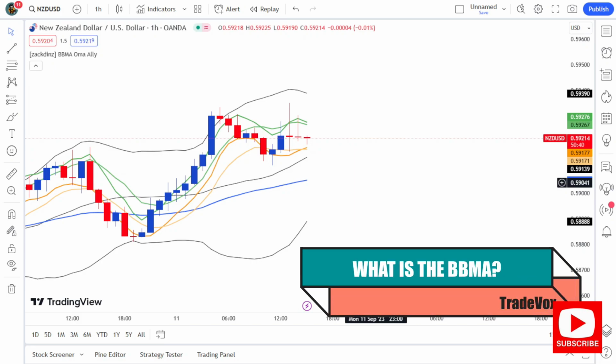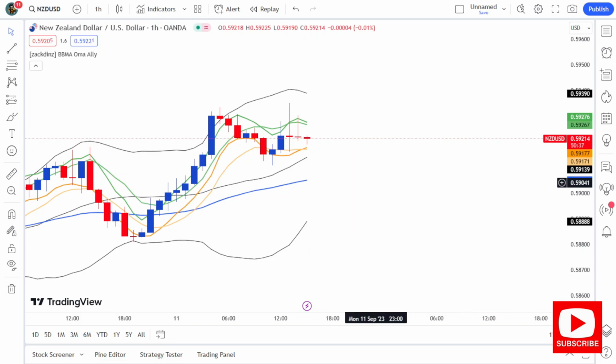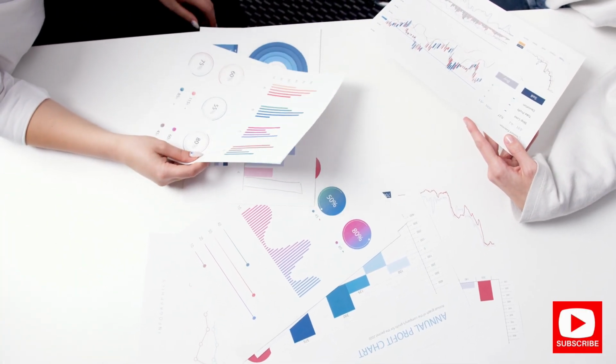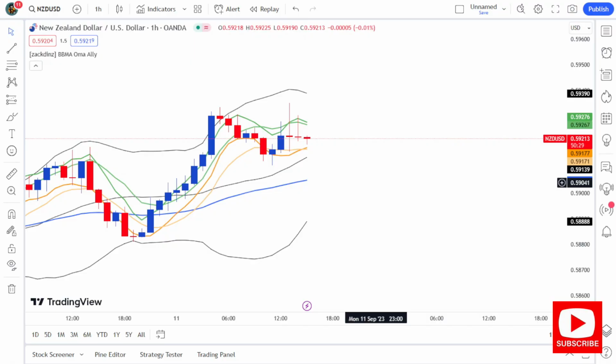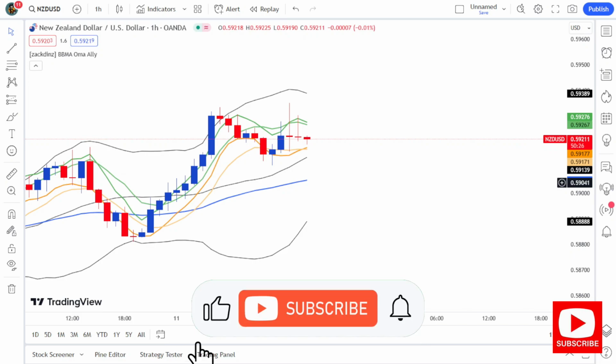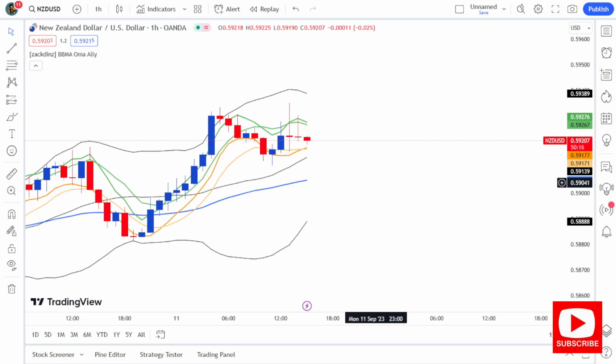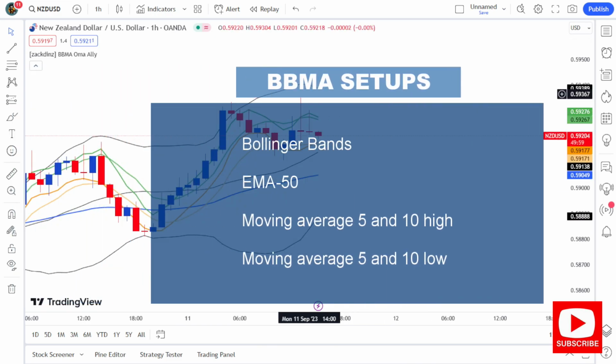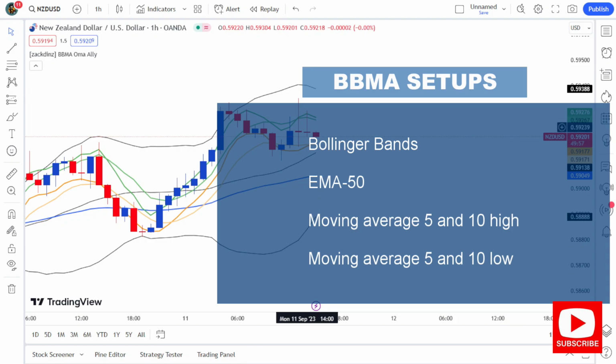Now, for starters, what is the BBMA strategy? The BBMA strategy is a very powerful strategy founded by Omar Ali, and it is a combination of Bollinger Bands and several different moving averages, using each indicator's power to provide a comprehensive and robust analysis of market trends and patterns. This strategy is based on the principle of combining trend following and momentum indicators to generate precise buy and sell signals. The main indicators used in this strategy are the Bollinger Band and 5 moving averages.